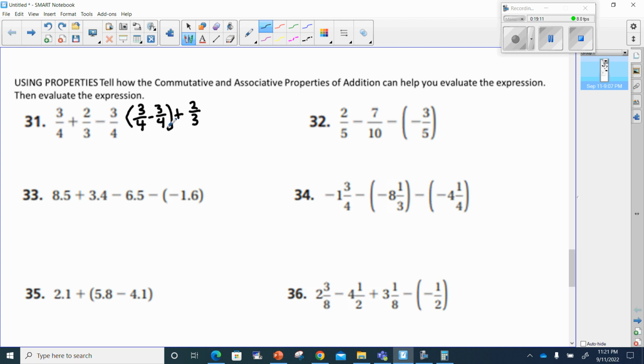Well, 3/4 minus 3/4 is 0, so that means 0 plus 2/3. Anything plus 0 is itself. So this is going to be 2 over 3. Let's go to number 33.